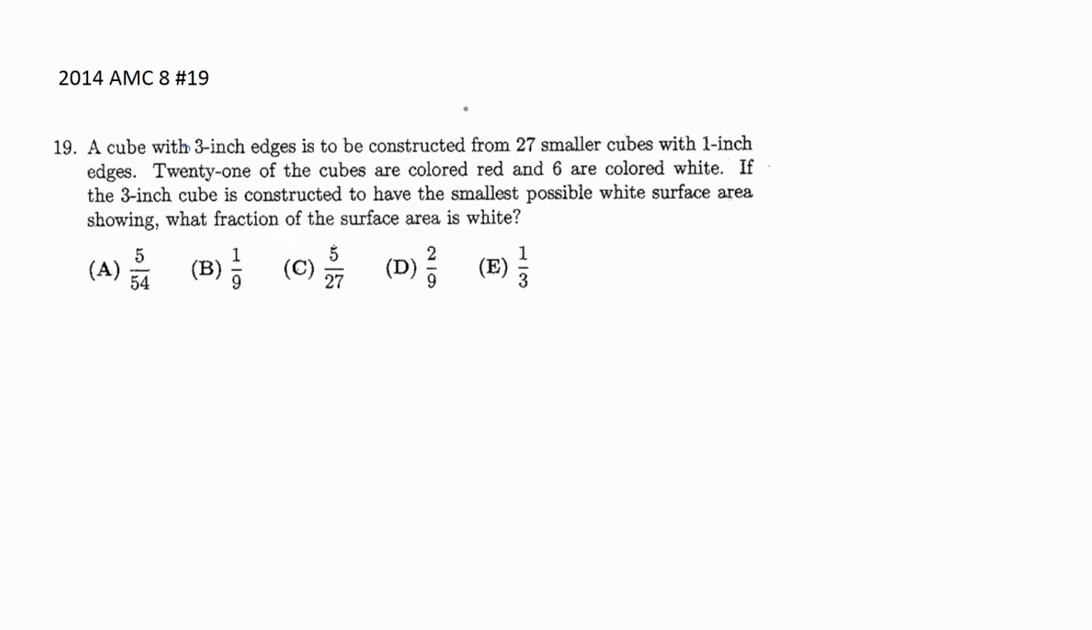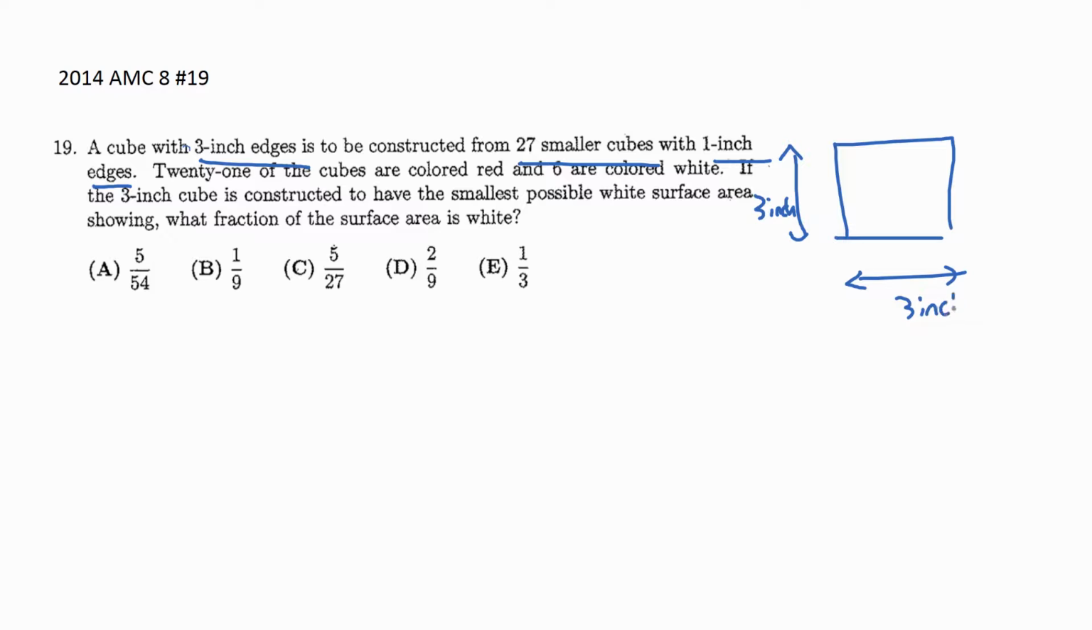Hello guys, today we're gonna talk about AMC 8, number 19 from 2014. So let's read it. A cube with 3-inch edges is to be constructed from 27 smaller cubes with 1-inch edges. So we can draw this with 3-inch length, width and height, cube, and we can create a depth to show the three-dimensional shape. And it says it's constructed from 1-inch smaller cubes.